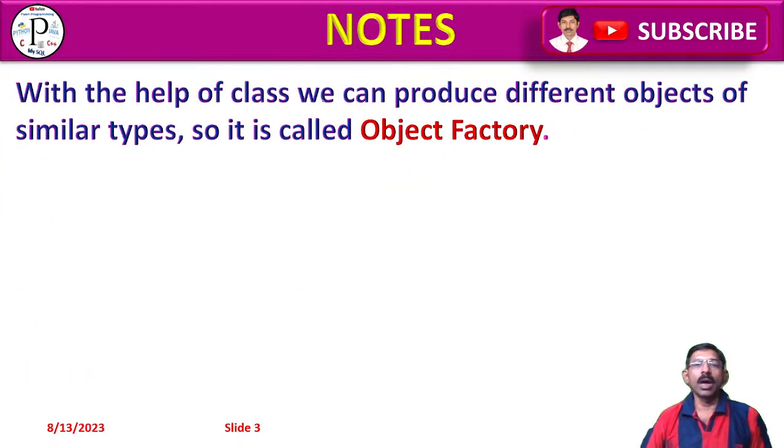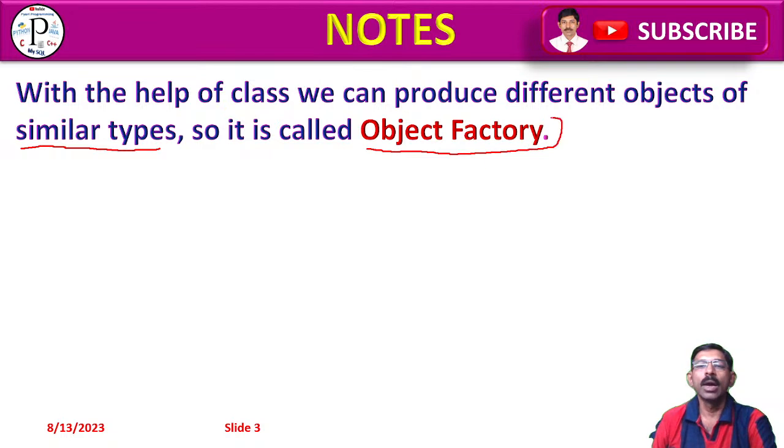With the help of the class, we can produce different objects of similar type. That means if I'm creating a class student, all the objects that I'm going to create must be of student type. I cannot create an object of employee class. In order to create an object of the employee class, I have to design a class called employee. So that's why it says similar type. So it is called object factory. So this is the answer for why a class is called object factory.